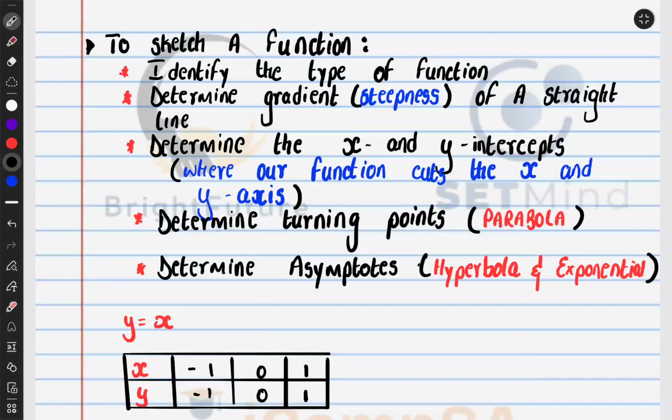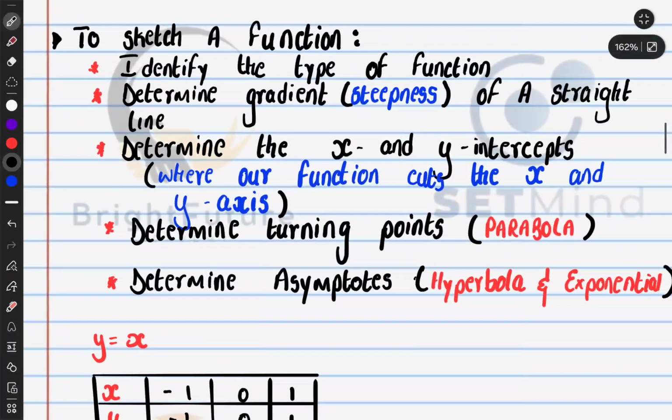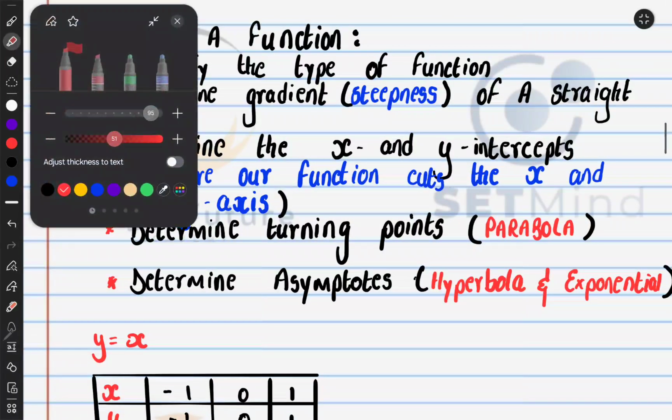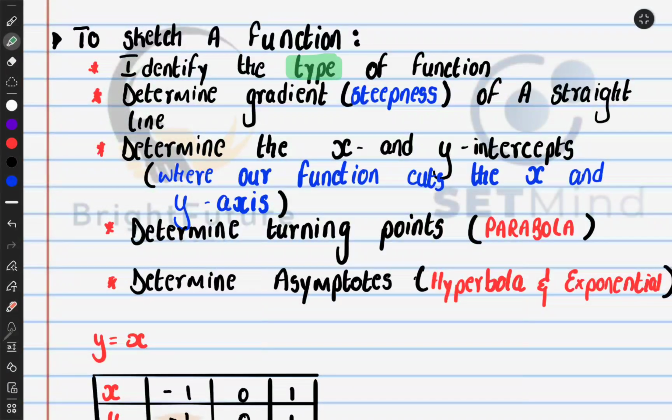So first things first, we have to identify the type of a function. Whether it is a straight line, a parabola, a hyperbola, or an exponential, as you're gonna see the different characteristics of these functions. And then next, you determine the gradient or the steepness of a straight line. If you are dealing with a straight line function, then you have to determine the gradient or the steepness of a straight line. We're also going to touch on that.